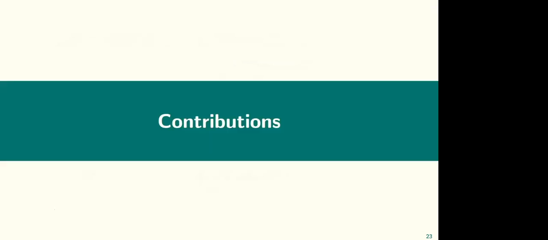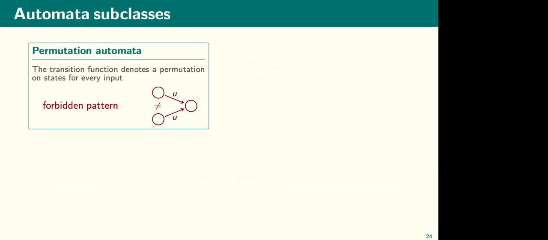Our contribution focuses on some subclasses of DFAs, and the main one we will consider is permutation DFA. A permutation automaton is both deterministic and backward deterministic. In particular, this pattern cannot appear in a permutation automaton. Otherwise, some states would be reachable from two distinct states, and so that would contradict the backward determinism.